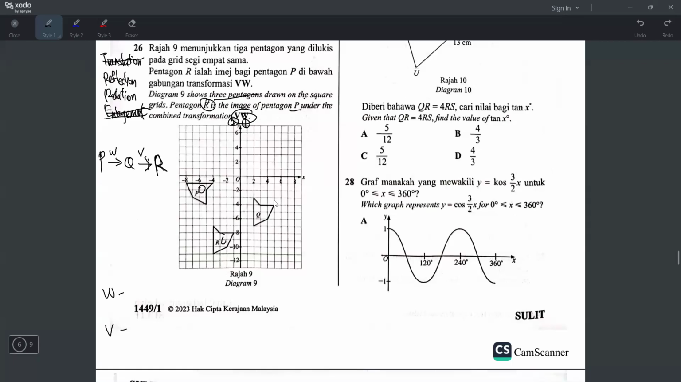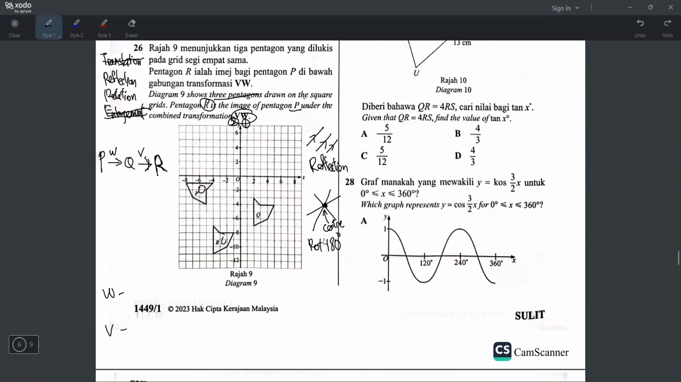And if you're not sure whether it's reflection or rotation, you can use this method. You can join lines, but you have to join the corresponding points. After you join the lines, if all your lines are parallel, then it's a reflection, right? But what if your lines look like this? If all your lines intersect at one point, then it's a rotation 180 degree. And this intersection point is the center of rotation, okay?